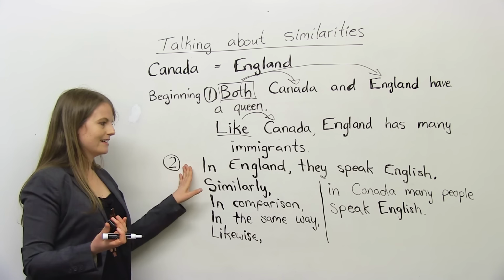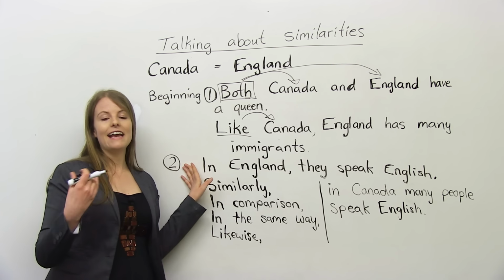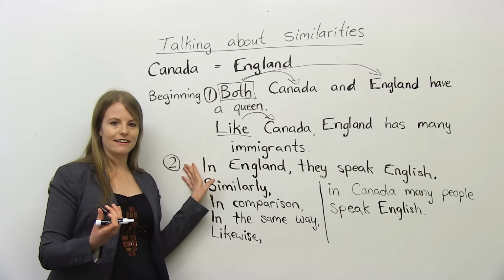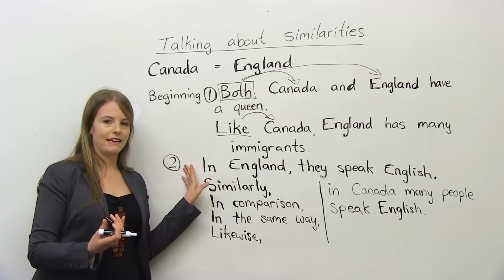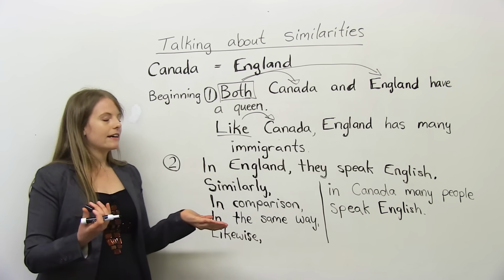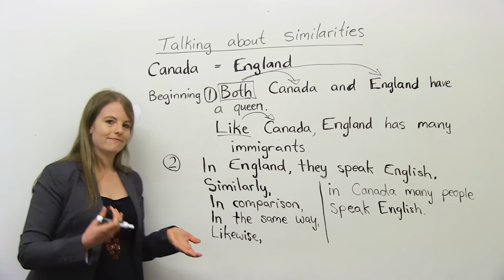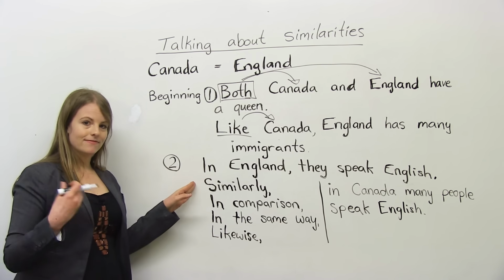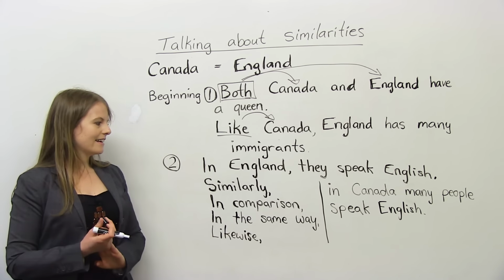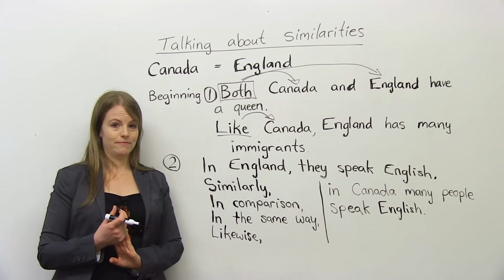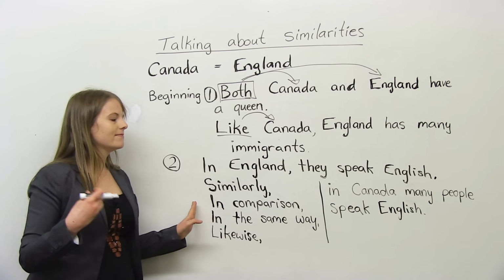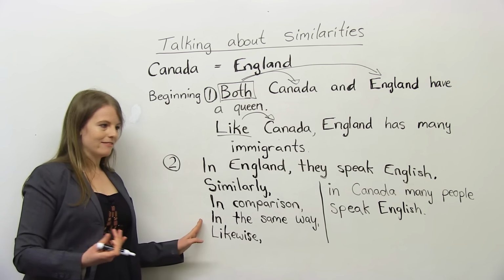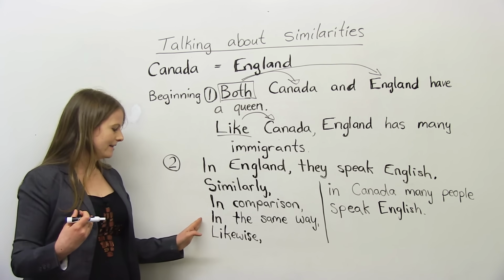In England, they speak English. In Canada, we also speak English. Not everybody, but many Canadians speak English. Some speak French, but a lot of people speak English. So I'm going to teach you some words you can use when comparing these two sentences. In England, they speak English. Similarly, in Canada, many people speak English too. In comparison, in Canada, many people also speak English. In the same way, in Canada, many people speak English.